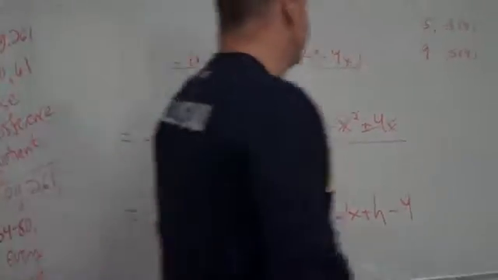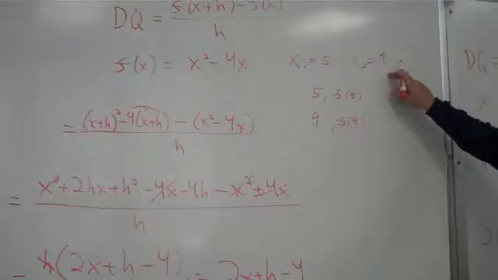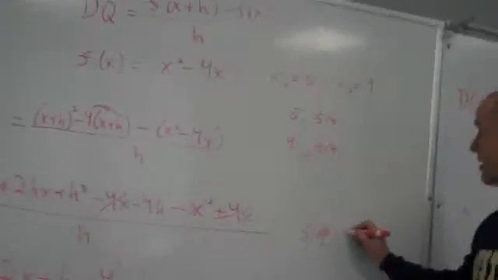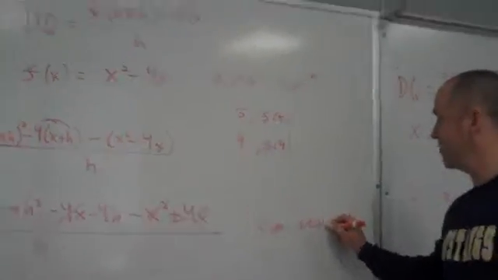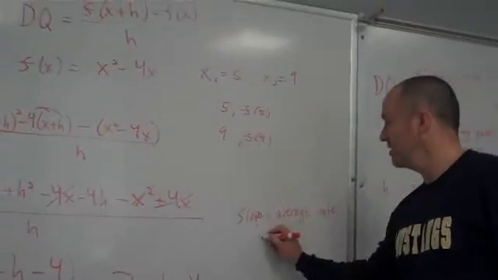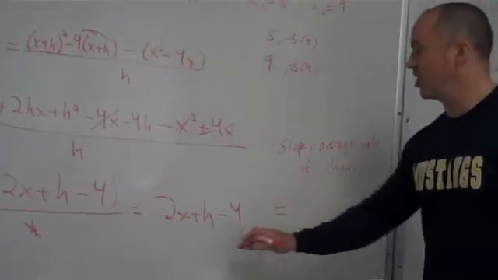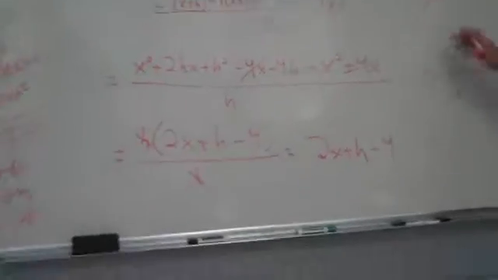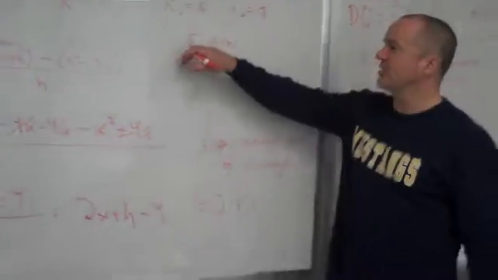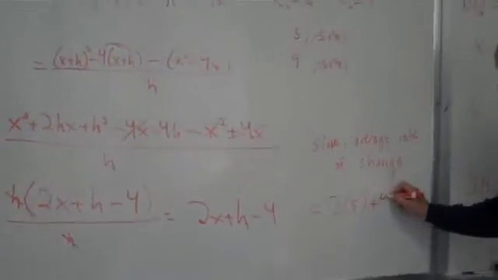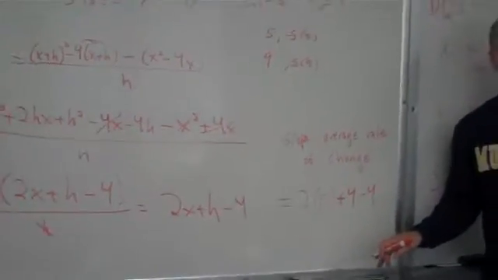Okay? The points were 5 and 9. Okay? So the slope, or average rate of change here, is going to equal. I'm going to go to my difference quotient formula. My first x value is 5. That will go in for x. How far is it from 5 to 9 on the x-axis? 4. Then that is my h. Happens to cancel out in this case. That's just a coincidence. So 10.